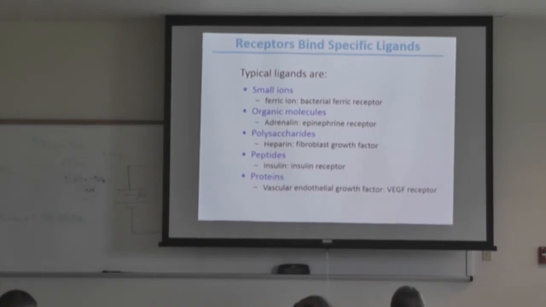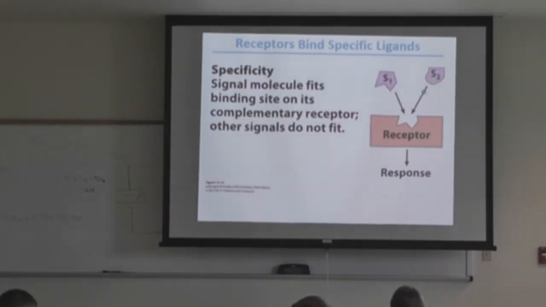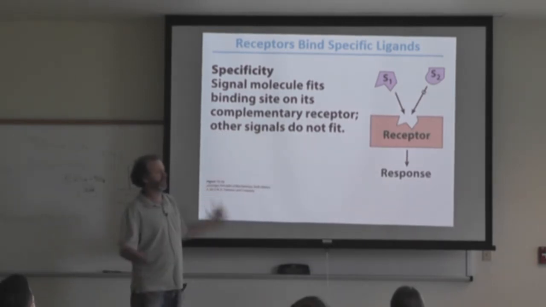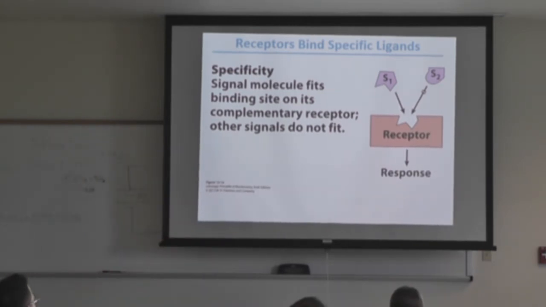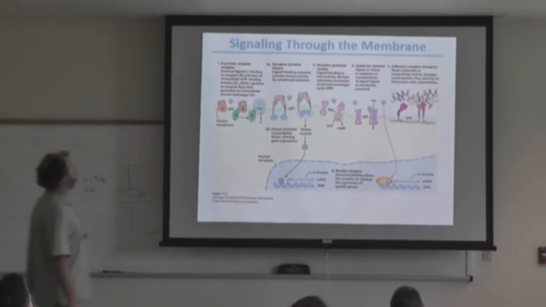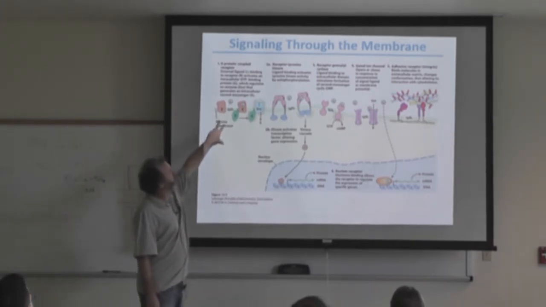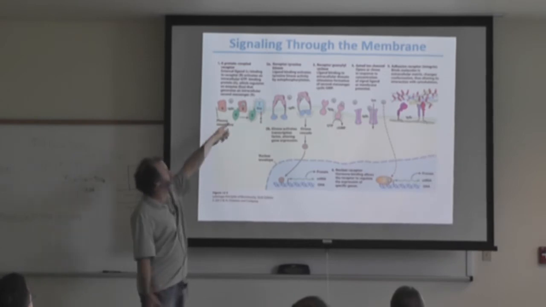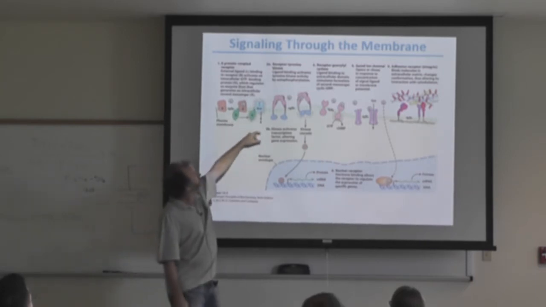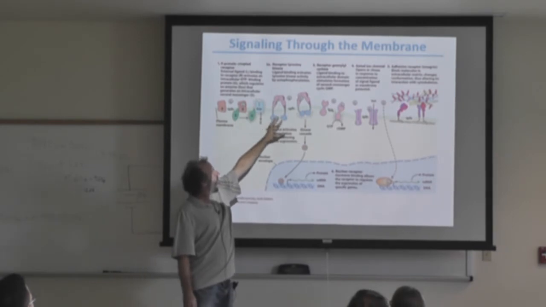So the specificity: signal molecules fit the binding site on their complementary receptor, and other signals do not fit. So they're very specific, so you won't get mixed up there. And then a number of them signal through the membranes, right? So we have G protein coupled receptors as one type that we're going to look at. These are characterized because there's a protein that binds to GTP or GDP. So then receptor tyrosine kinase activity.